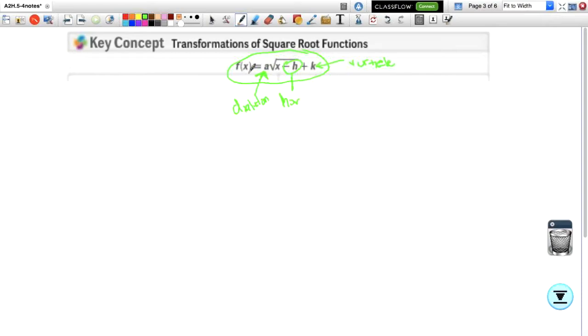But I want you to have this as the general form, a times the square root of x minus h plus k, where k is going to be a shift up or down. H is going to be a horizontal shift left or right, and because it's a subtract, it will look opposite of what you see here. And then your a value is either going to make it steeper or flatter. And if that a is negative, it's going to potentially be a reflection, either over the x-axis, or we are going to see eventually something over the y-axis also.